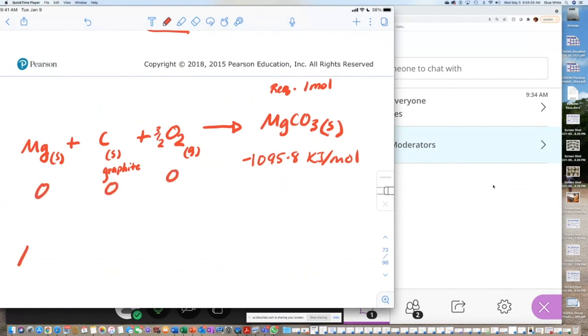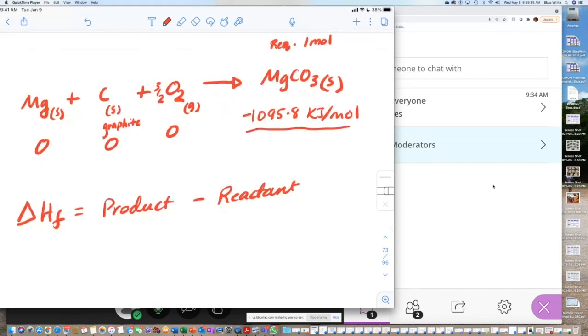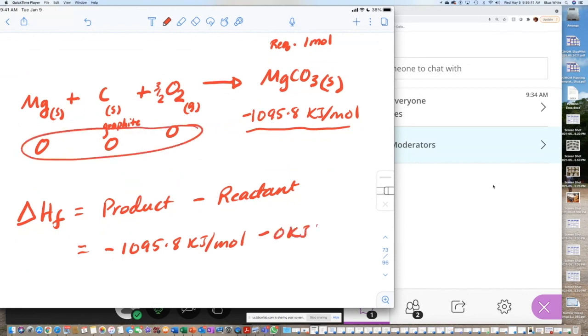So essentially we're saying the change, delta H of formation, okay, so delta H of formation is, let's see, products energy minus reactant energy. This is something that we saw before. So our product energy here is this number. So that will be negative 1095.8 kilojoules per mole minus the reactants. Look at all our reactants. They're all 0 kilojoules per mole. So 0 kilojoules per mole.